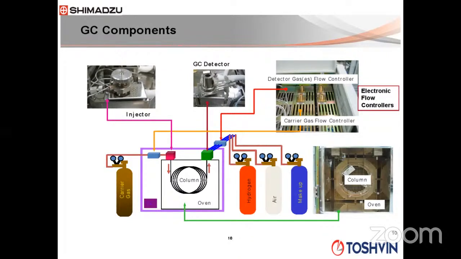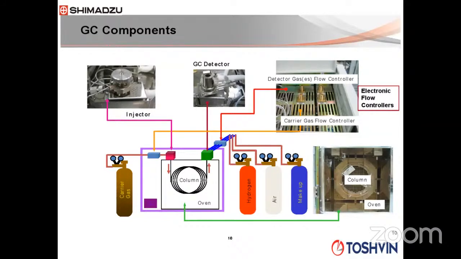The column is always inside an oven, because the column is to be separately heated. Your injection port is to be separately heated, and your detector is also to be separately heated. So in a GC, we have 3 different heating mechanisms. And the actual separation will take place inside the column, depending upon what type of stationary phase you have chosen.